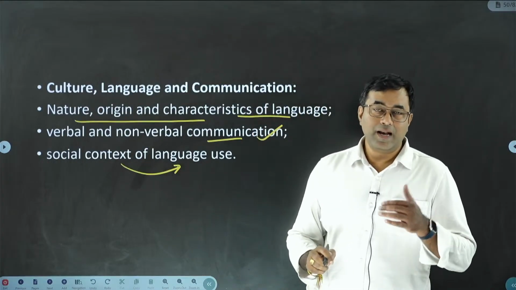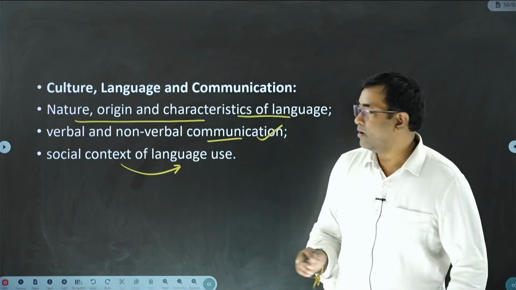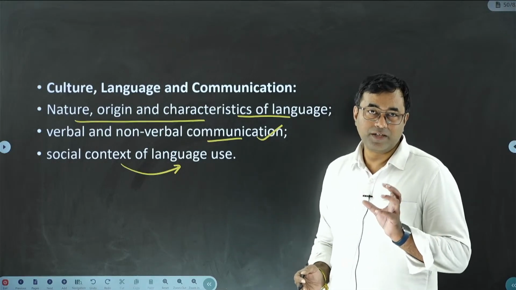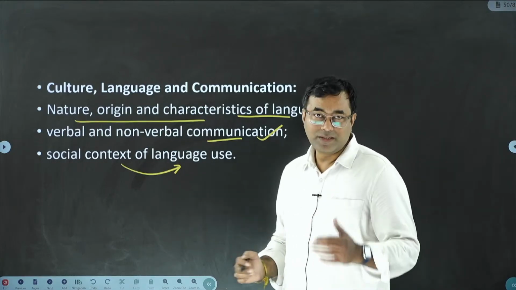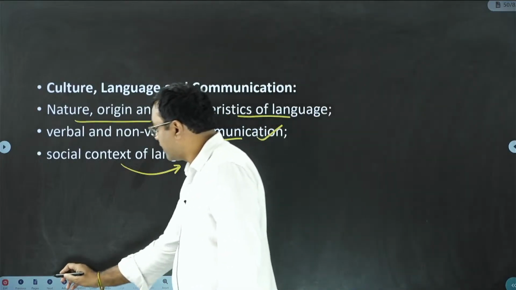So by the language, you can define the particular social position of the people. So what are the factors which led to the understanding of social context of language by language use is also a concept which is given in this chapter. So we will try to understand.